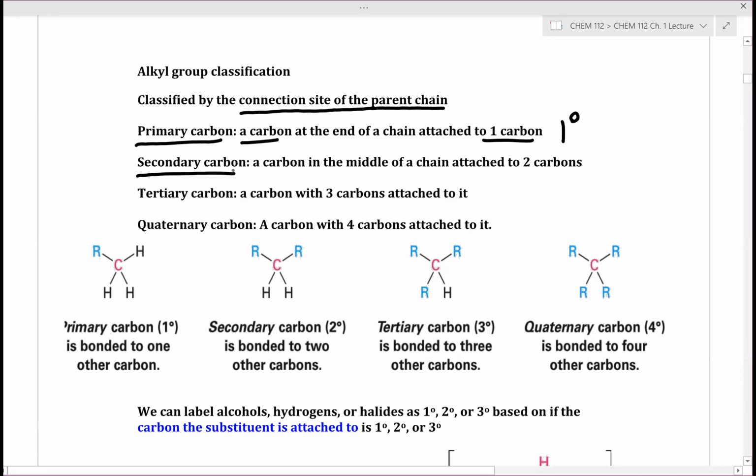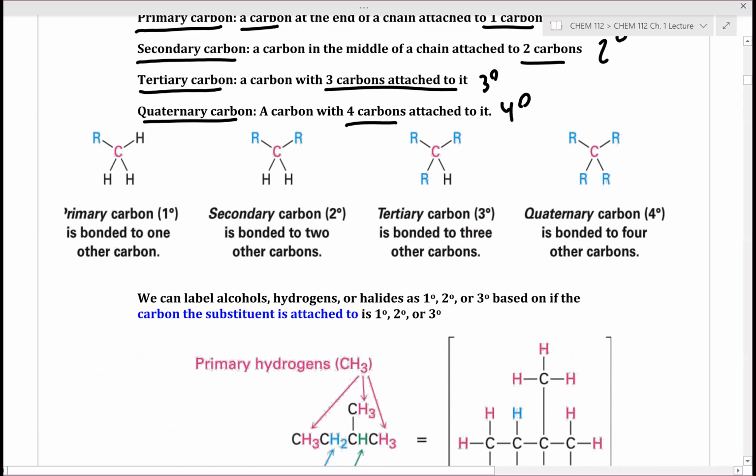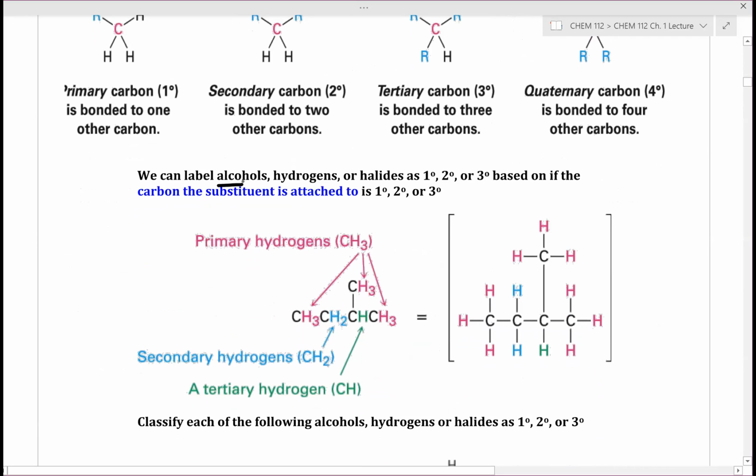A secondary carbon, would someone like to take a guess, is attached to how many carbons? 2. Okay, and we give it a 2 degree. A tertiary carbon has how many attached? 3. Yep. And a quaternary carbon has how many carbons attached? 4. Okay. Is there a pentary carbon? Can you have more than 4 things attached to a carbon? No. We don't have any super hypervalent carbons or anything like that. Now, we can label alcohols, hydrogens, and halides as primary, secondary, or tertiary based on the carbon the substituent is attached to. So a primary, secondary, or tertiary halide is attached to a primary, secondary, or tertiary carbon, respectively.